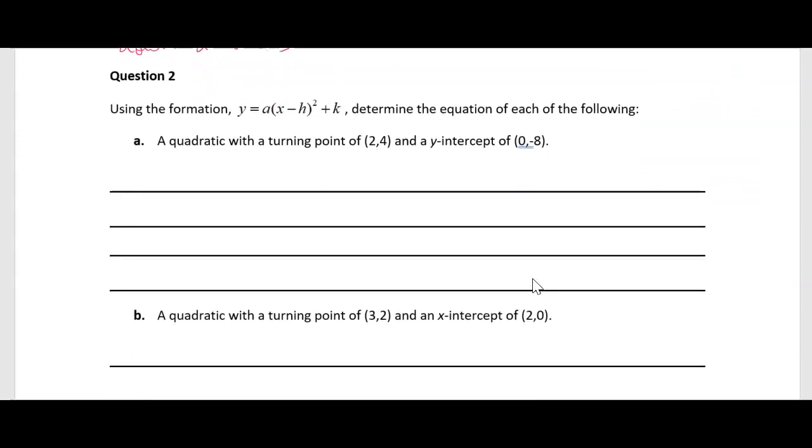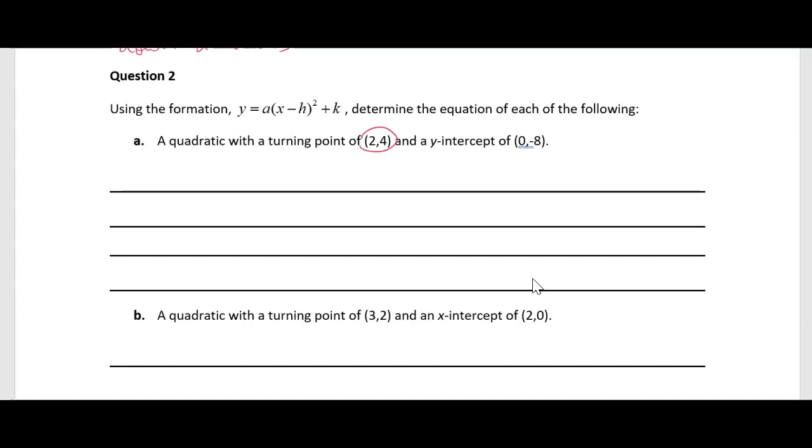I think it's easier to put it into turning point form. Anyway, let's move on. Question 2. Using the formula y equals a times x minus h squared plus k, determine the equation of each of the following. So a quadratic with a turning point of 2, 4 and a y-intercept of 0, -8.